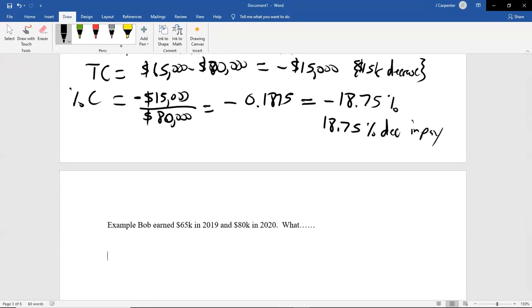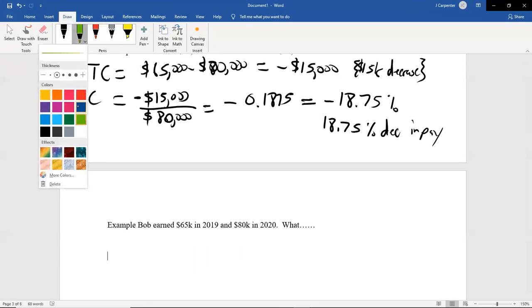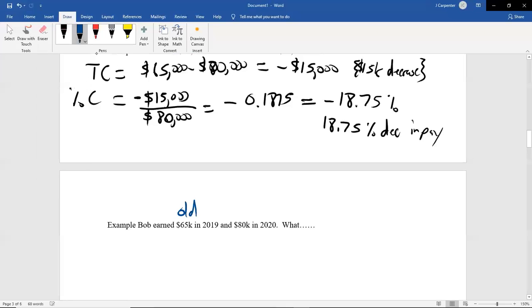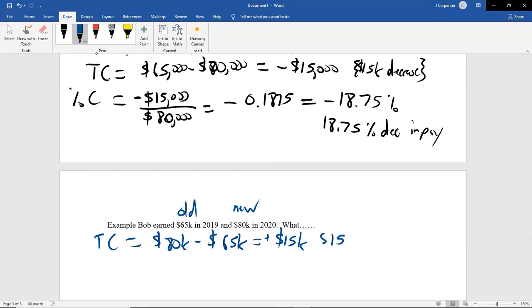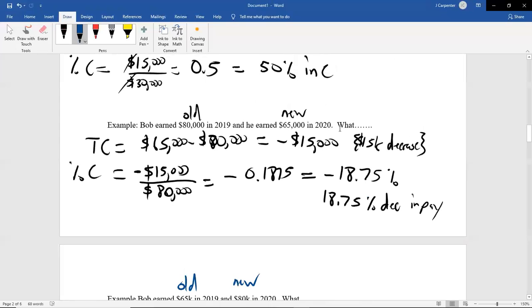Well, Mr. Beckner, these numbers are the same ones you gave me last time, right? Well, yes, but now the old is the smaller and the new is the larger. So the total change is not 65 minus 80, it's 80K minus 65K, which is positive $15,000. So that's a $15,000 or 15K increase in salary. This time we reversed it. He went from making less to more. So the total change is positive $15,000, whereas last time it was negative $15,000.